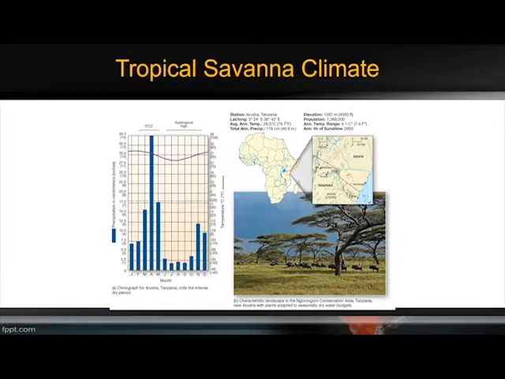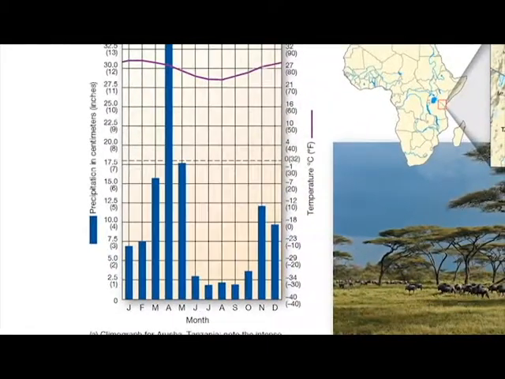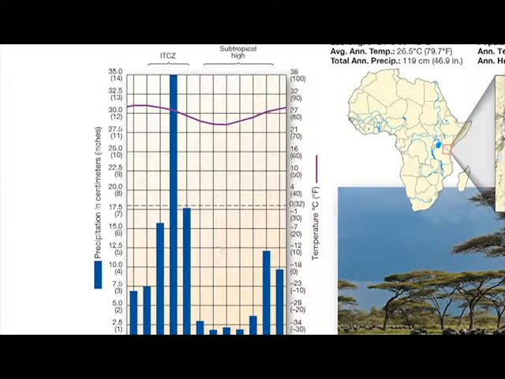The next one will be the tropical savanna. So look at the characteristics you have in the tropical savanna, with more details in terms of precipitation. Now you have a well-defined dry season, but look what happened. You still have the ITCZ signature, and pretty much you have the subtropical high.